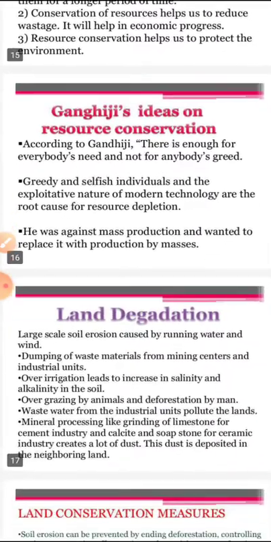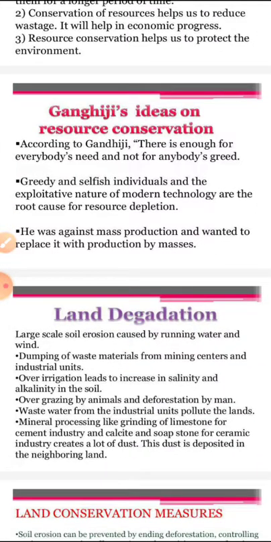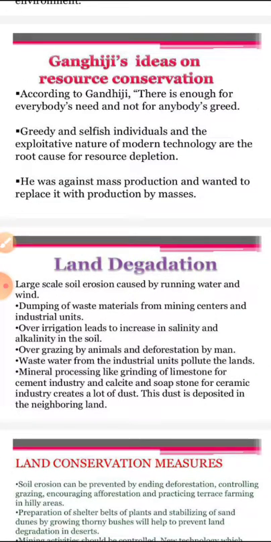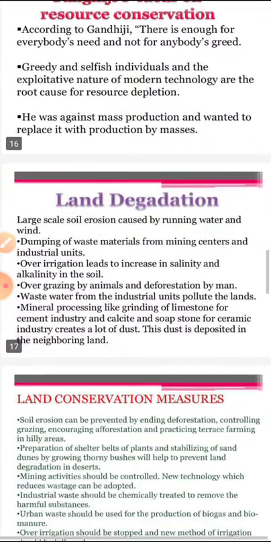After that, we'll discuss the ideas of Gandhiji regarding conservation of resources. He believed that there is enough for everybody's need and not for anybody's greed. But as we people are greedy and selfish, we have overexploited the resources. And due to the overexploitation of resources only, we are facing different types of socio-economic and ecological problems. He was against mass production and wanted to replace it with production by masses.